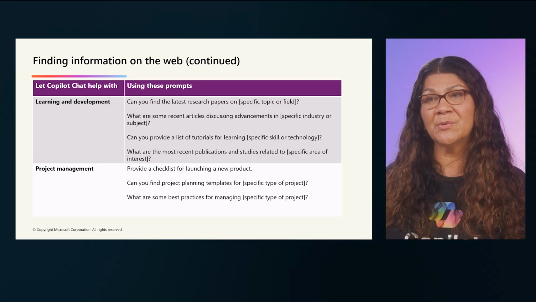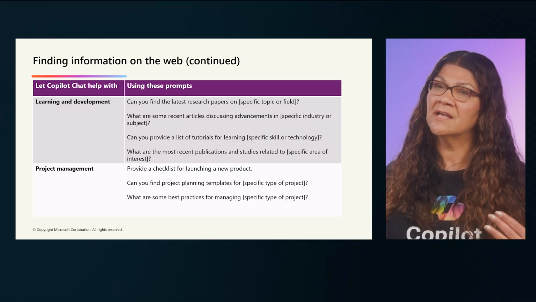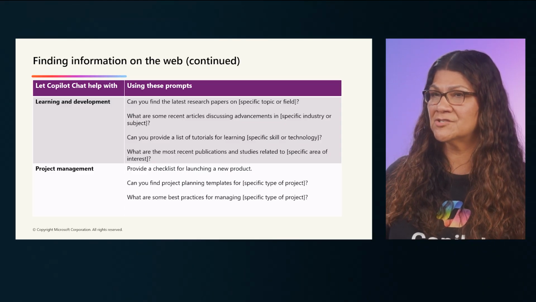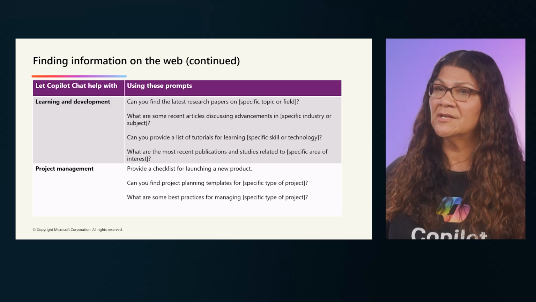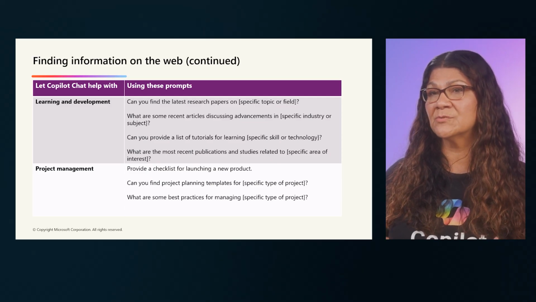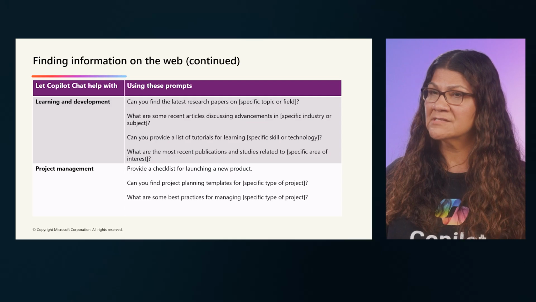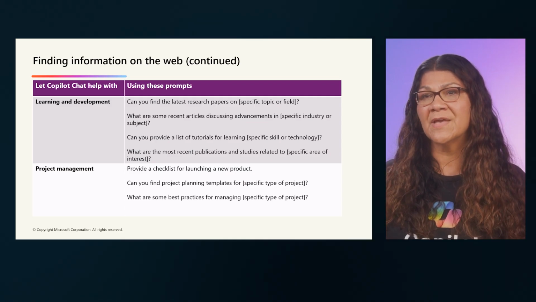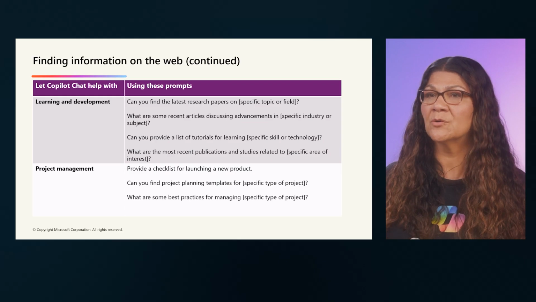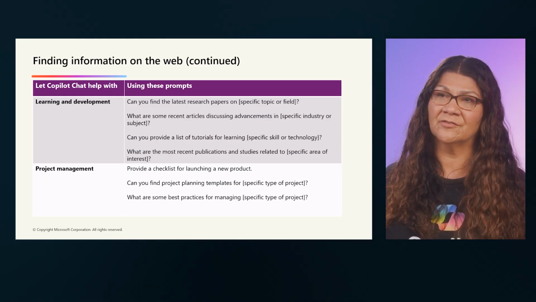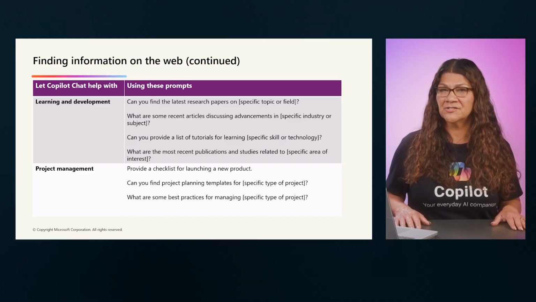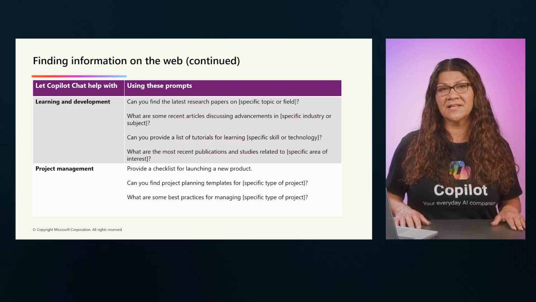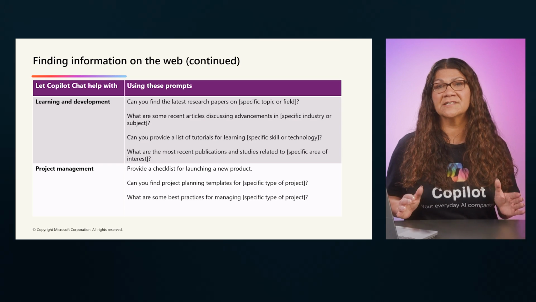Here we highlight how Copilot Chat with web grounding supports continuous growth and smarter decision-making through real-time learning insights. For learning and development, Copilot Chat can surface the latest research papers, industry articles, tutorials, and studies, making it a powerful tool for upskilling or staying ahead in fast-moving technical fields. Whether you're exploring advancements in AI, brushing up on new technology, or gathering materials for a training session, Copilot Chat helps you locate authoritative sources quickly.